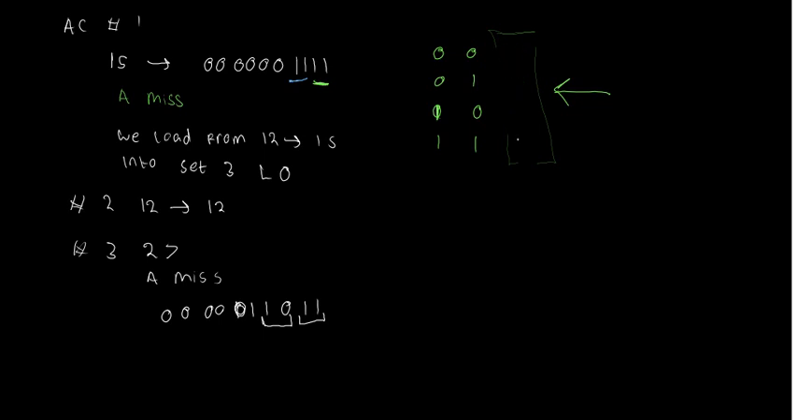27 is at this position in our block. It's at position 3, so we just count downwards to find the other positions. This is 26, 25, 24, right? So what we do is we load 24 to 27 into set number 2, line 0. So we're going to load that into set 2, line 0, right?